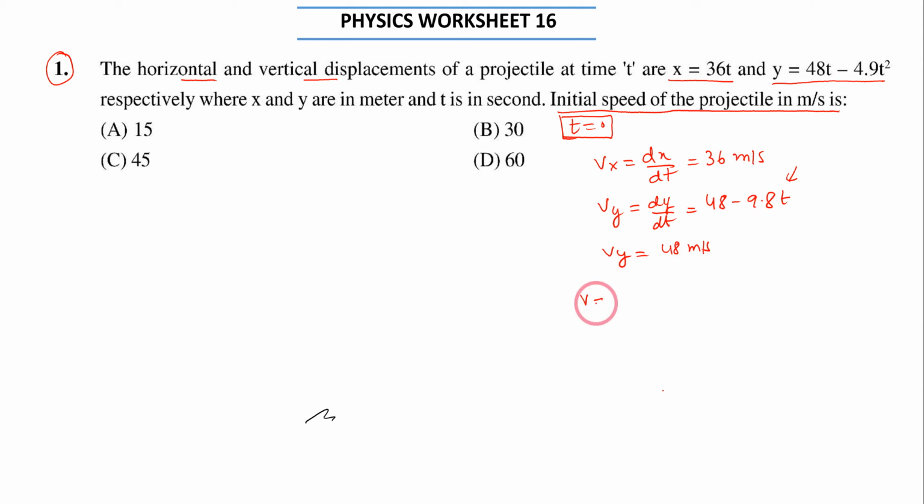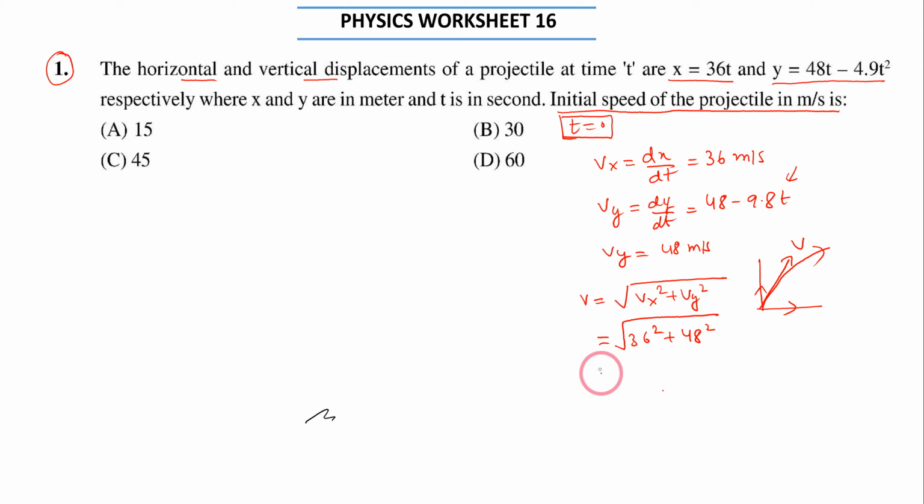Now this velocity, the speed, will be given by the square root of Vx square plus Vy square, right? Because Vx and Vy are along the x-axis and y-axis, and the projectile must have been thrown like this. So this is u and v. So this is 36 square plus 48 square, under the root.